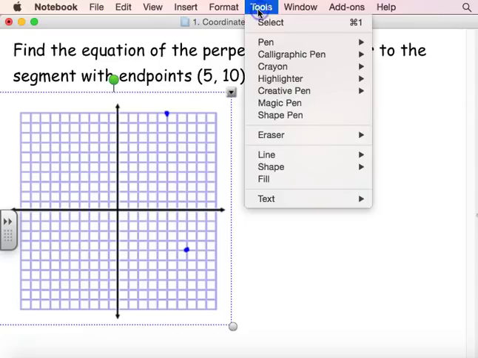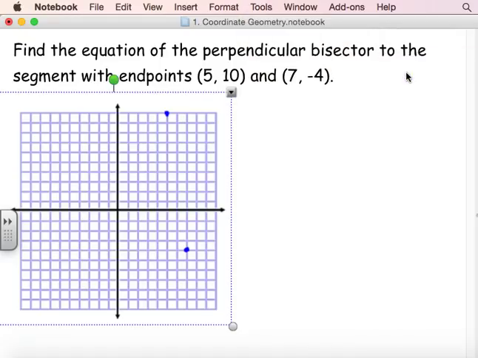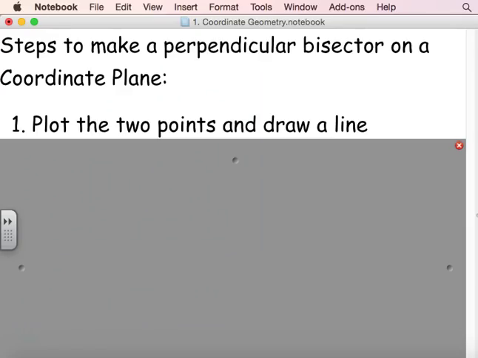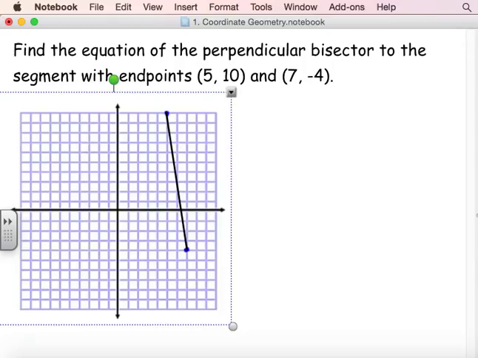Alright, so let's see if I can use the little straight line tool here. Make it a little easier. Alright, so there's our first step. That's all you got to do on the first step is draw the 2 points and connect them. Second step we're going to do is we're going to find the slope of the line. Okay, now once you graph it, slope is rise over run. Okay, so let me label our steps. That was step 1. Step 2 is to find the slope, rise over run.